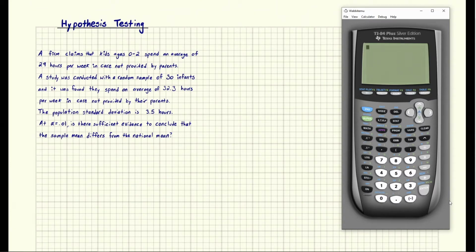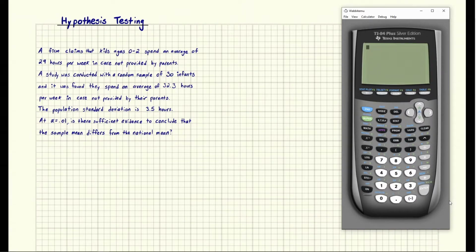So we have a clear case of a hypothesis test. We can tell, besides the title, if you were just given this on a test, you could tell it is because we have a claim here, and then there was a study conducted to see if that claim was true. So we immediately know that we're dealing with a hypothesis test.